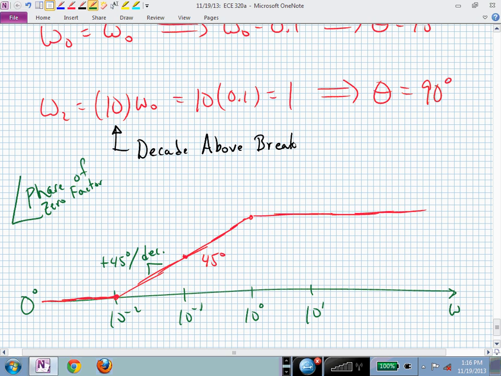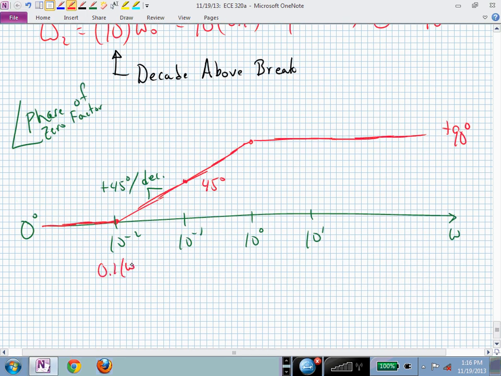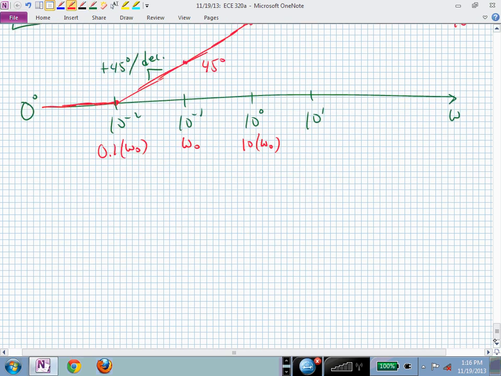So this value here is plus 90 degrees. Are there questions on that? This is 0.1 times omega naught for this omega naught. This is omega naught, and this is 10 times omega naught in frequencies. And what we're doing with this phase, you can sort of illustrate with an S-domain sketch.